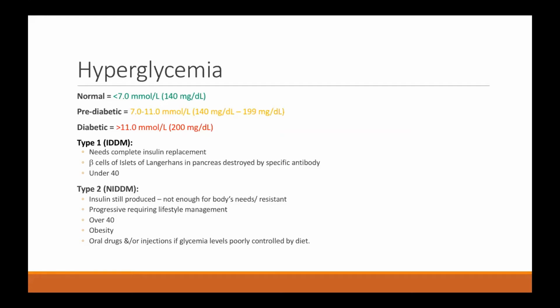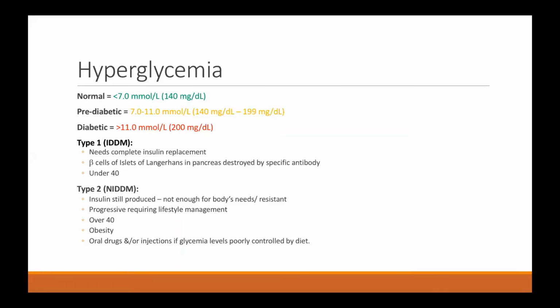You've got type 1 and type 2. Type 1 accounts for about 10% of diabetics and is more common in childhood, so typically occurs before the age of 40. It is an autoimmune condition in which the beta cells that produce insulin are destroyed by a specific antibody. Thus, type 1 diabetes requires lifelong treatment with insulin.